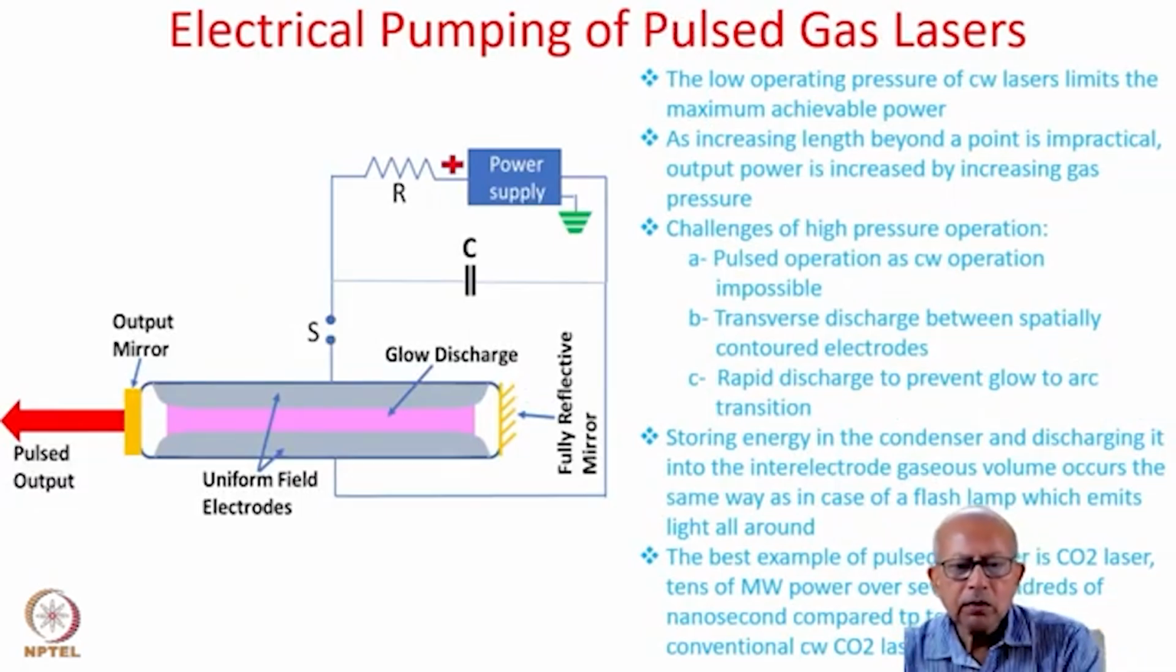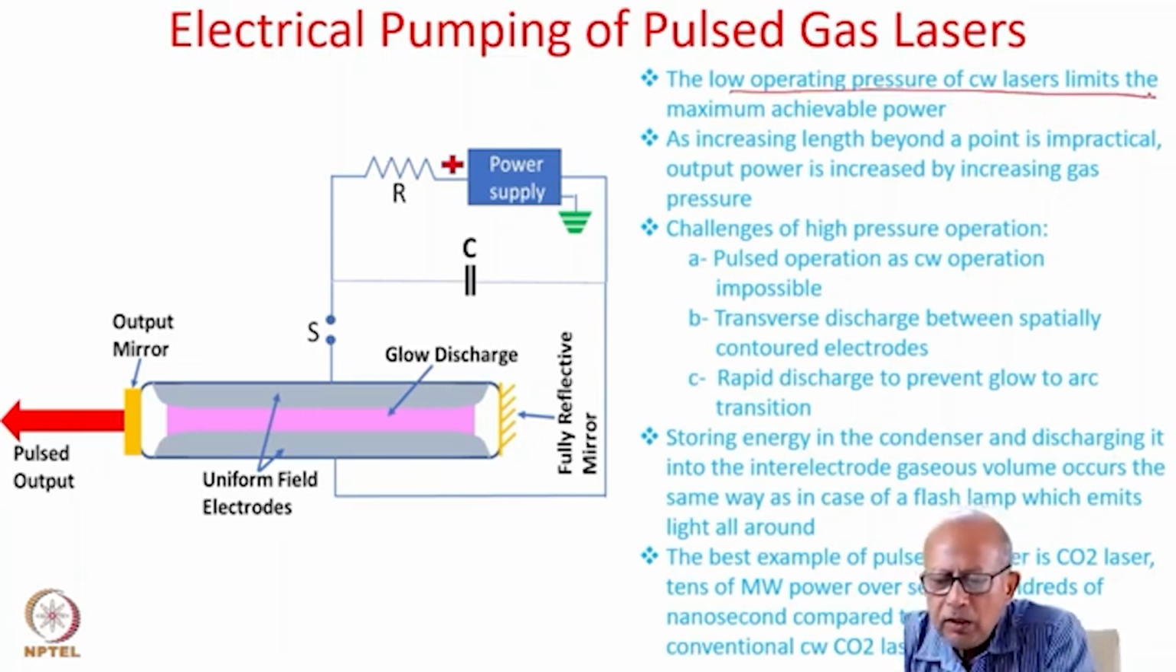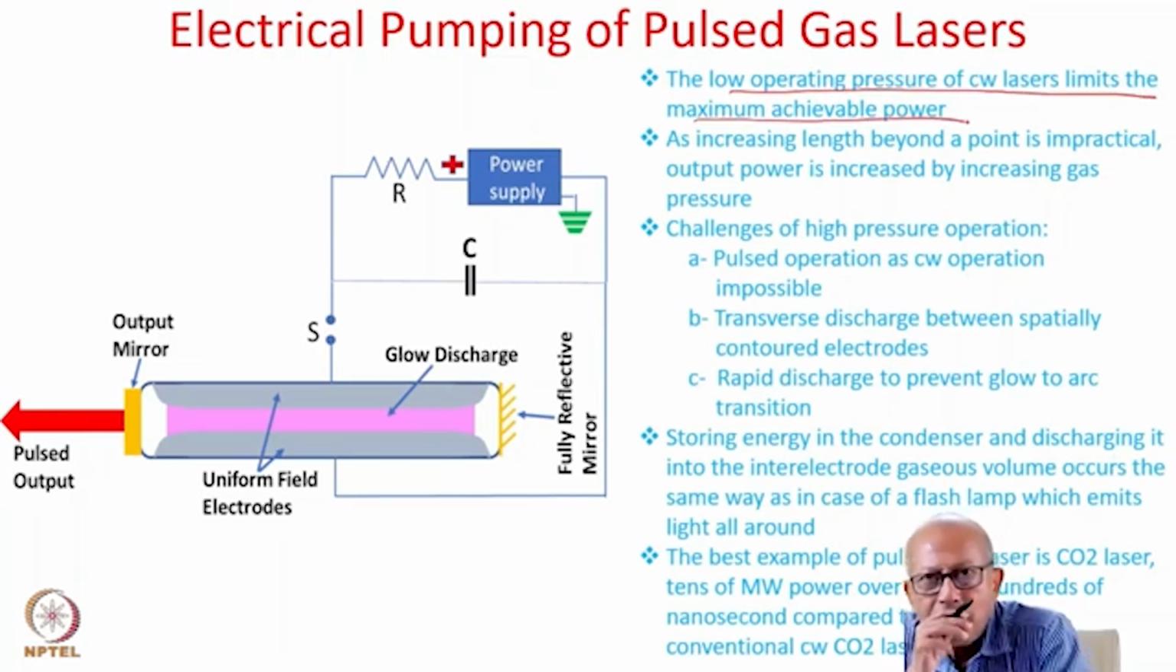So now let us come to electrical pumping of a pulsed gas laser. Now, we know that the low operating pressure of a CW laser limits the maximum achievable power.